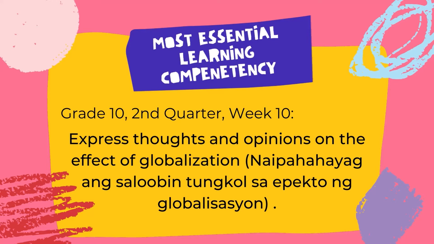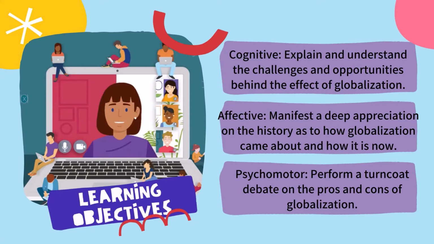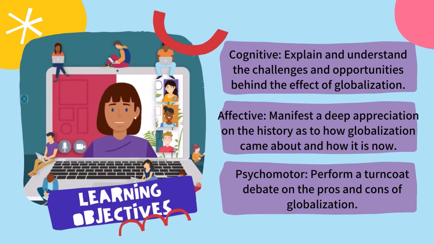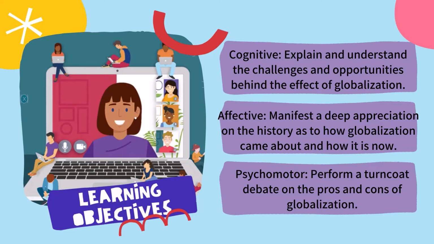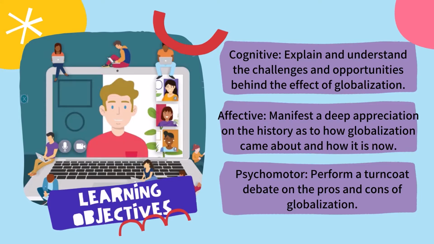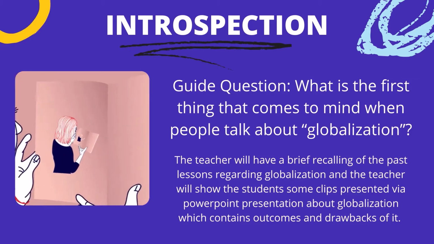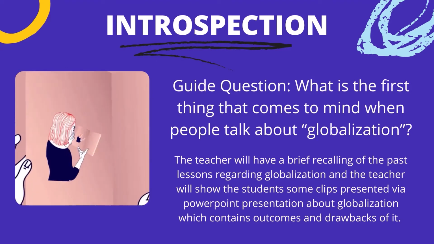Let's get right to the learning objectives. In the cognitive aspect, explain and understand the challenges and opportunities behind the effect of globalization. In the affective, manifest a deep appreciation of the history of how globalization came about and how it is now. Psychomotor, perform a turncoat debate on the pros and cons of globalization. Now that the objectives are presented, let us go in depth about the reflective teaching model on our topic, which is expressing thoughts and opinions about globalization.